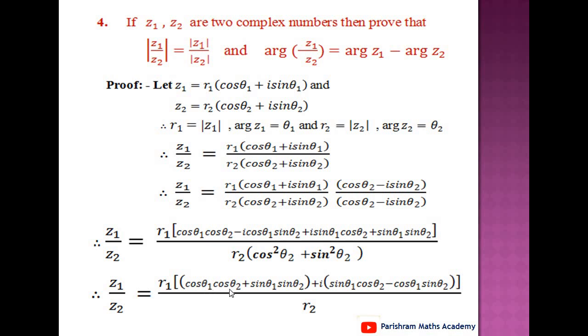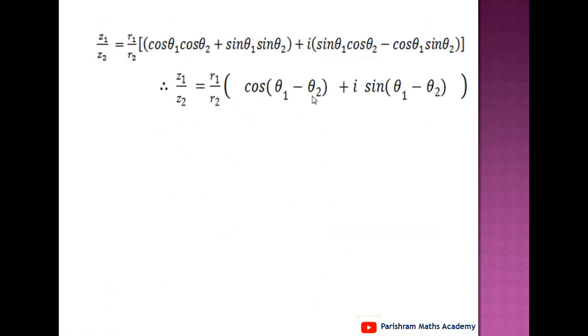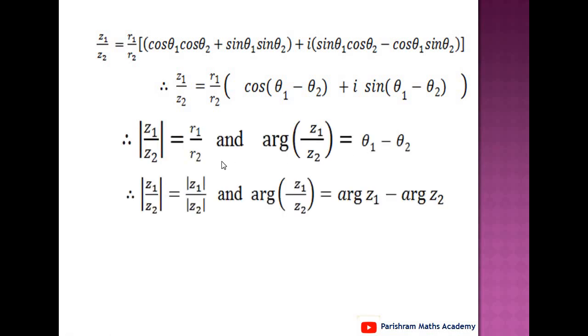But this cos theta 1 cos theta 2 plus sin theta 1 sin theta 2, using the trigonometric formula, the value of this term is cos of theta 1 minus theta 2, and sin theta 1 into cos of theta 2 minus cos of theta 1 into sin of theta 2 is nothing but sin of theta 1 minus theta 2. Thus the value of Z1 upon Z2 equals R1 upon R2 into cos theta 1 minus theta 2 plus I times sin of theta 1 minus theta 2, and therefore mod of Z1 upon Z2 equals R1 upon R2, and argument of Z1 upon Z2 equals theta 1 minus theta 2.